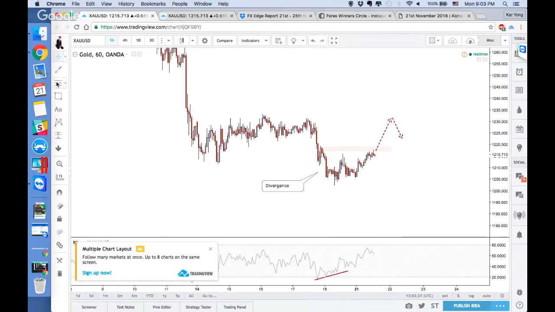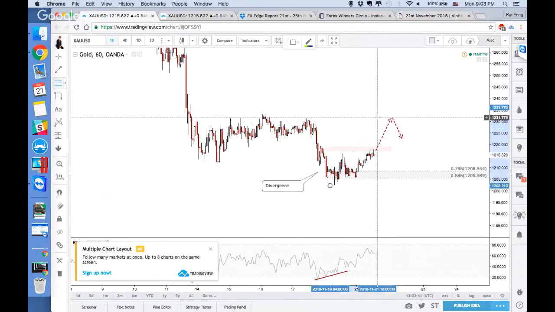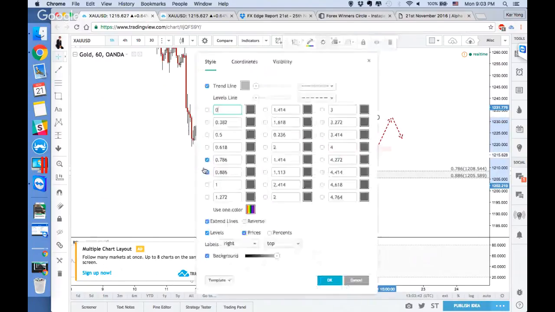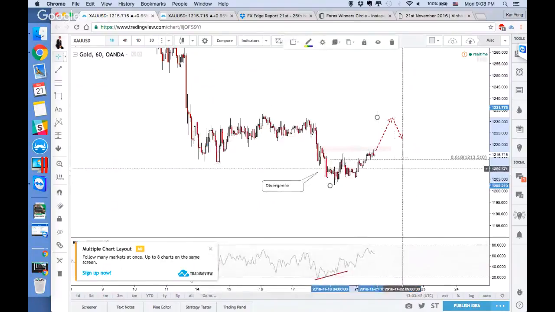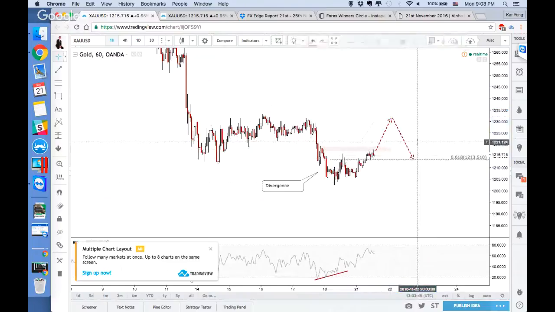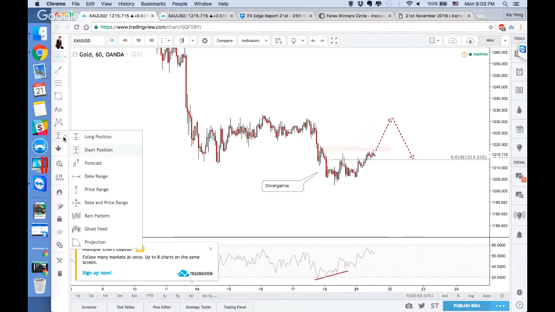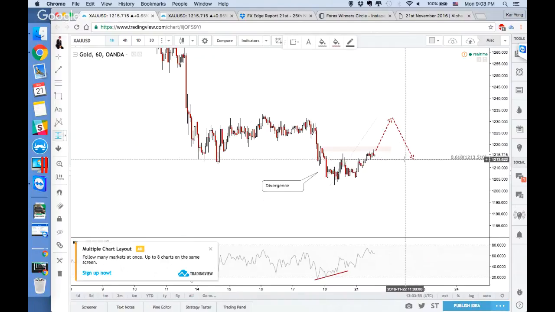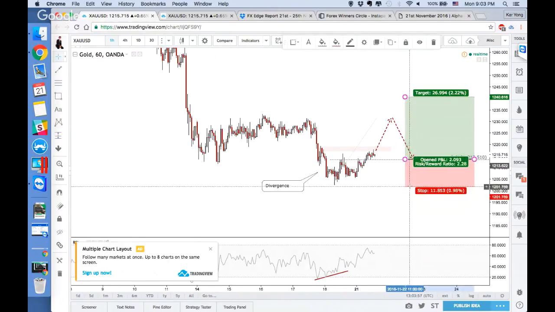Pull that Fibonacci out and measure that 61.8 level. Then that gives you a reason, based on a strategy, to enter a long on gold. So you long here, and the stop loss, of course, goes below this.